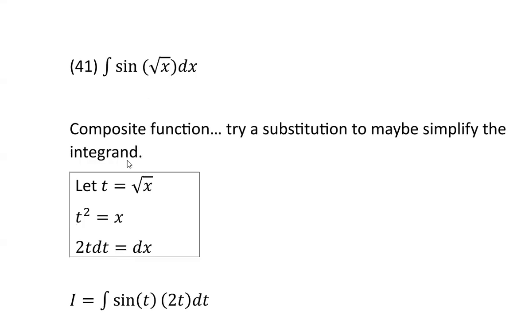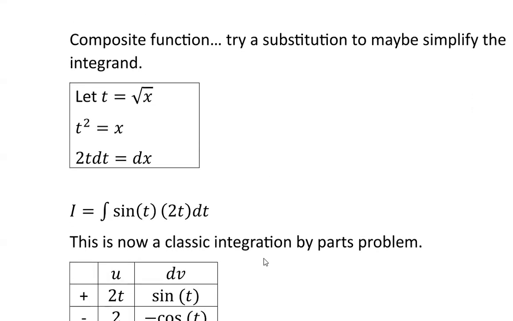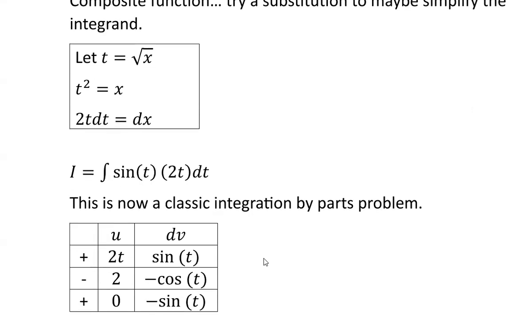All right, so we substitute: sine of square root of x is just sine of t, and then dx we found as 2t dt. Does this look much more familiar now? This is hopefully familiar if you're studying for an exam. At this point, this should be a recognizable integration by parts.